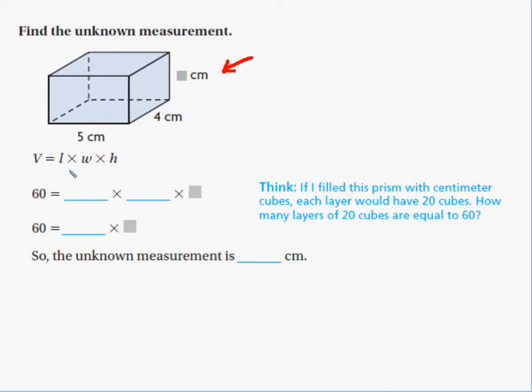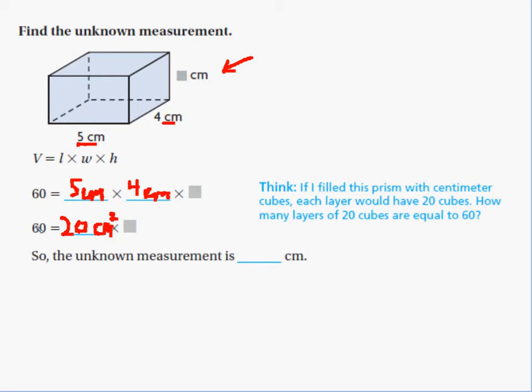60 is the volume, length is 5 centimeters, and width is 4 centimeters. And we do not know the height. That's what we need to find out. So let's simplify what we have so far. 5 centimeters times 4 centimeters would be 20, and the units for that would be, since it's centimeters times centimeters, or length times width, centimeters squared. It's 2-dimensional. That's the area of that bottom part.